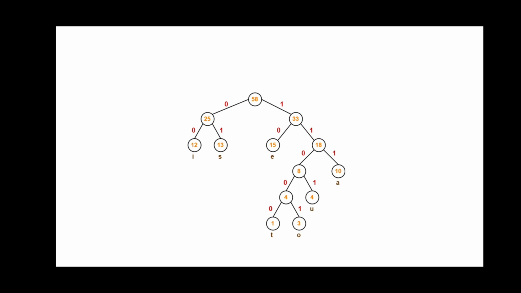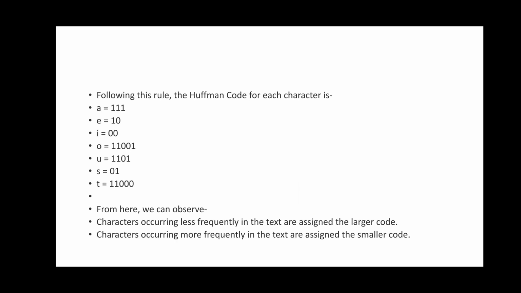Now to find the Huffman code of each character, for example the Huffman code of I, we analyze the values from top to bottom. From the top, to reach I we go from 58 to 25 on the left-hand side and again from 25 to 12 on another left-hand side. So we have the values 0 and 0. Similarly for S the value will be 0 and next it will be 1, because from 25 we are going towards the right-hand side. So the value is 0 and 1. Similarly we find the values for E, T, O, U and A.